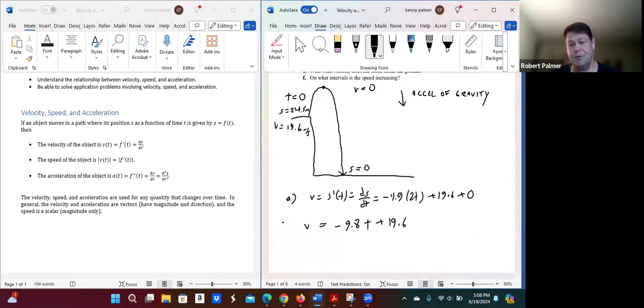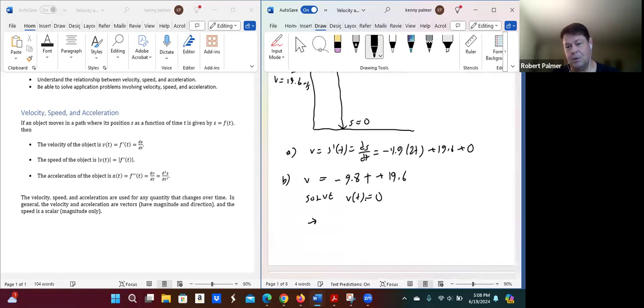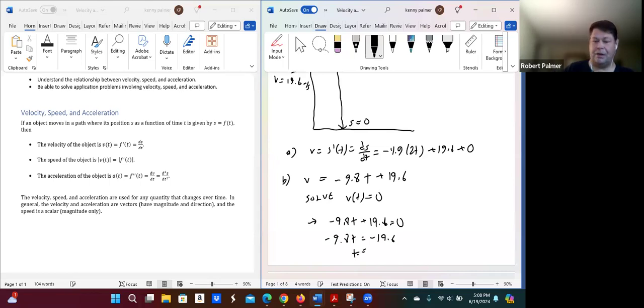Okay, so part B, just solve v of t equal to zero. So we have negative 9.8t plus 19.6 equals 0. And so we have negative 9.8t equals negative 19.6. To solve this for t, of course, use your calculator. It's something you want to try to do in your head, unless you have to. And let's see, if we divide that, 19.6, it's going to be positive.